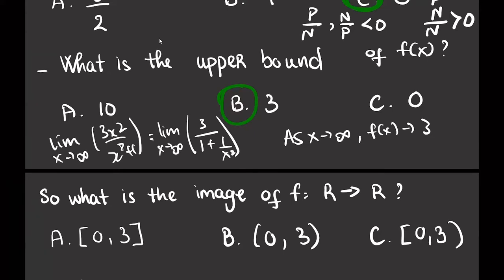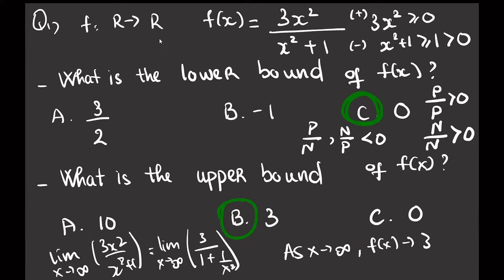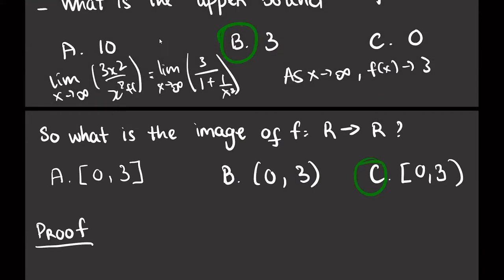Most of you should see really good. So we talk about here, this one can actually achieve 0, right? Because 3x squared is greater than or equal to 0. So when x is 0, the whole function will be 3 times 0 over 0 plus 1, which is 0 over 1 and equal to 0. So 0 should be included. So the square bracket is good.